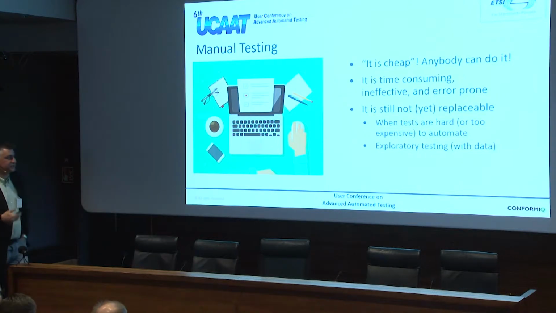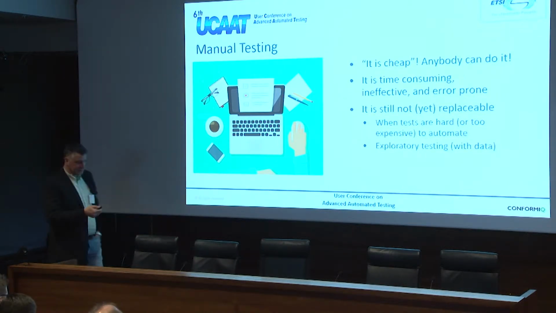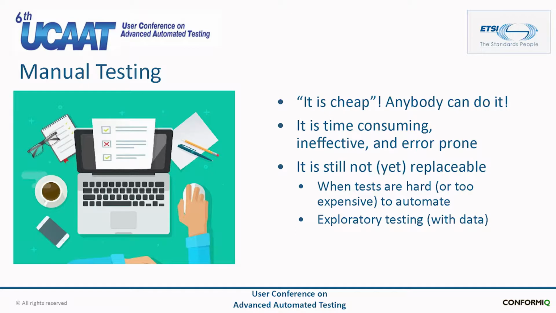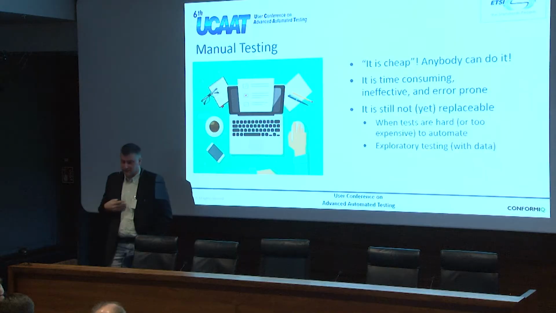So about manual testing, okay, we know about it. One thing is it looks cheap, right? But as we see, 80% of the costs are still going into manual testing. No matter if it's cheap, we're spending a lot of money on it, billions, right? Of course, we also know it's time-consuming, ineffective, and error-prone, but quite often we also have these limitations in test automation. For example, at Conformiq, right?